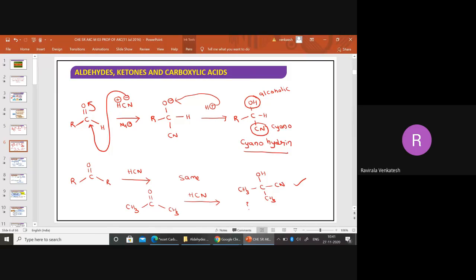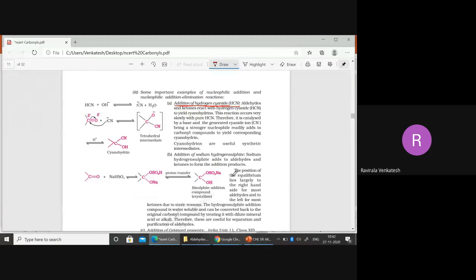Very simple. For this carbonyl, we are adding a nucleophile and an electrophile by breaking the pi bond. So this is the first reaction, reaction with HCN. Understood, everyone? Yes, sir. This one is a cyanohydrin. You are going to get cyanohydrin here. So you practice this reaction with ketones and aldehydes.